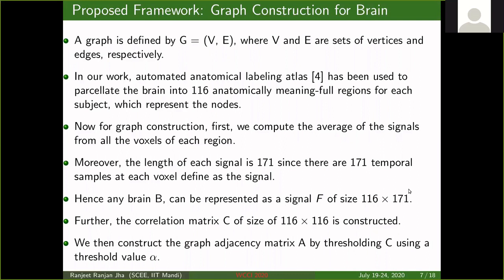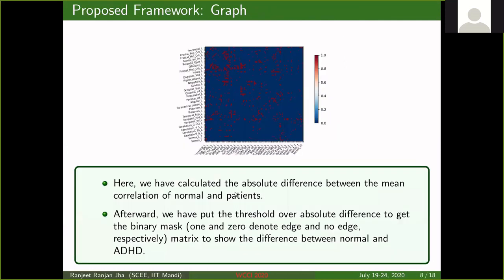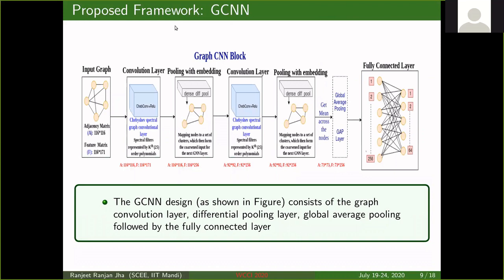And if you find the correlation among all the regions, the correlation matrix C will be obtained, of size 116 x 116, and then by putting some threshold we can get the adjacency matrix A. So this is the visualization of the absolute difference between the mean correlation of normal and patient, and here also we are putting some threshold on the absolute difference. Now come to the proposed framework. So this is the GCNN framework. Here we have the input, that is we are providing the A matrix, that is the adjacency matrix, and the feature matrix.